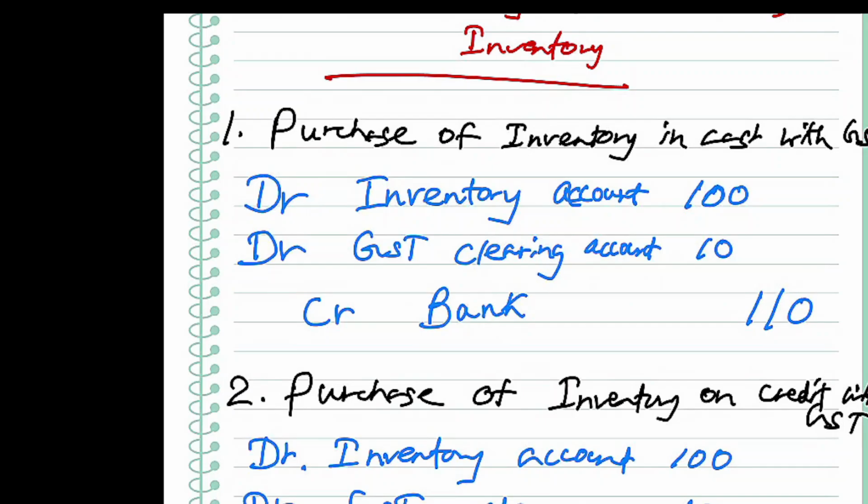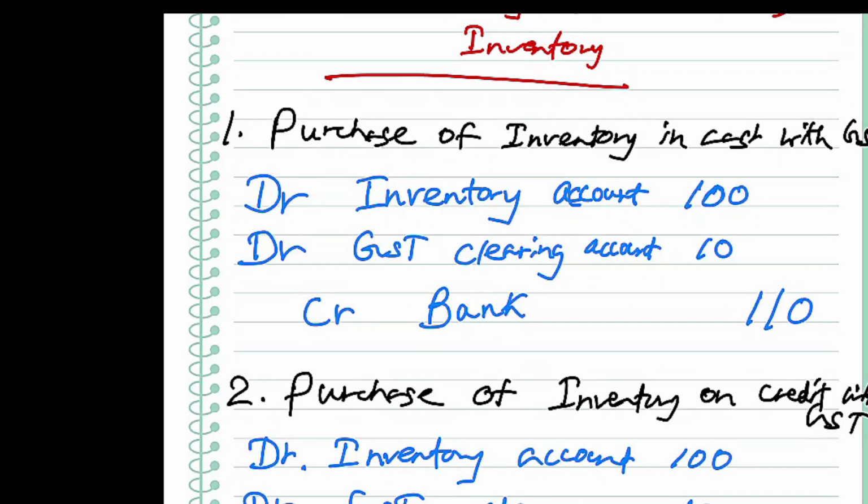Why? Because you have the same impact. Why did we debit the GST clearing? Because it's a liability. Sorry, my bad, debit the GST clearing. With a liability, what happens? Liability increase is a credit. So in this one, did the GST clearing liability increase or decrease? Decrease. Why? Because you're paying.